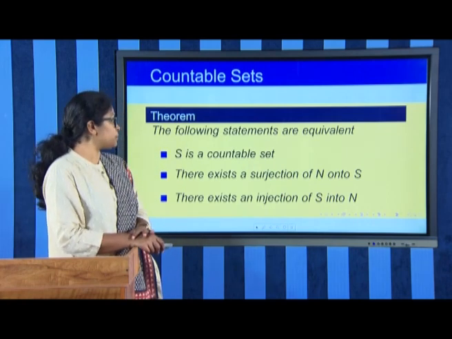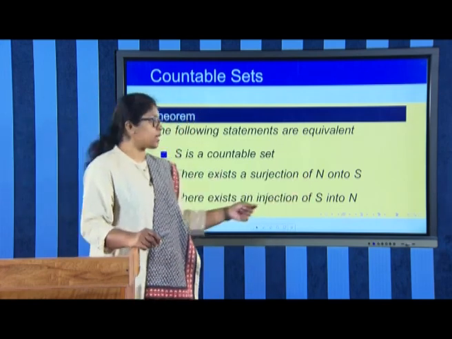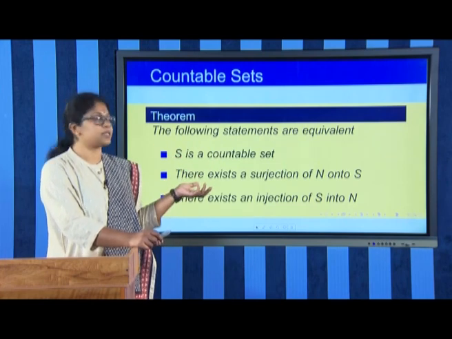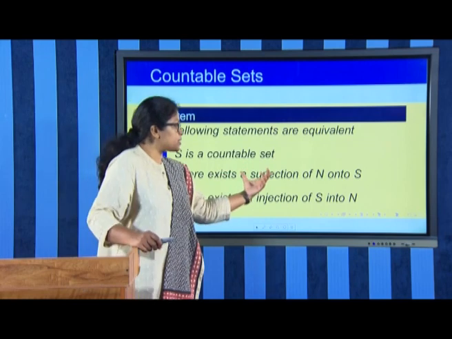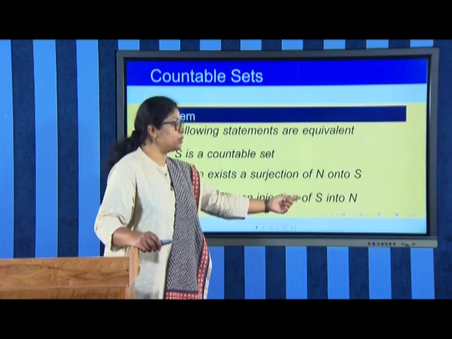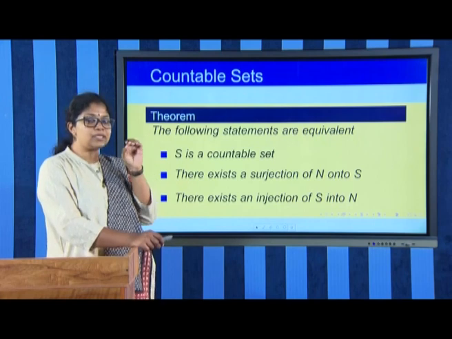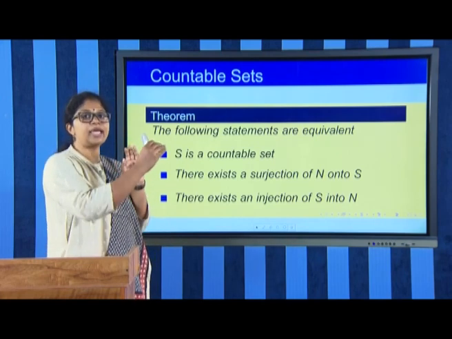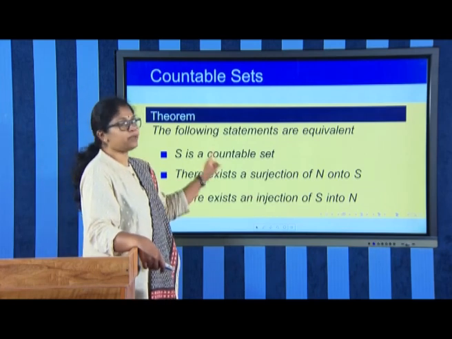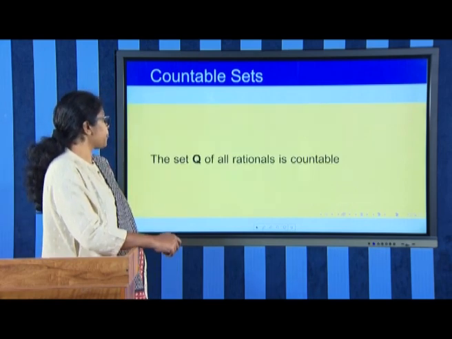So, a set is countable implies there exists a surjection of N onto S. That is quite evident because a set is countable means it has a bijection, and a bijection means it is definitely a surjection. If there exists a surjection, we can create an injection of S into N by taking the least of all the pre-images. If there is such an injection of S into N, definitely it becomes a countable set. So, that is this theorem.